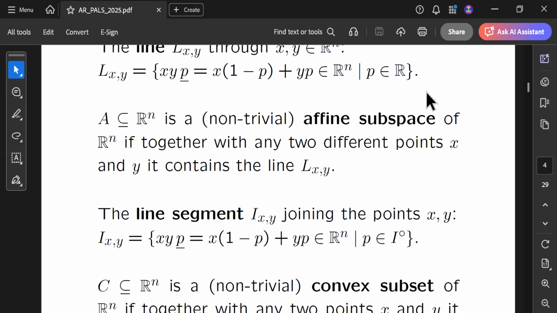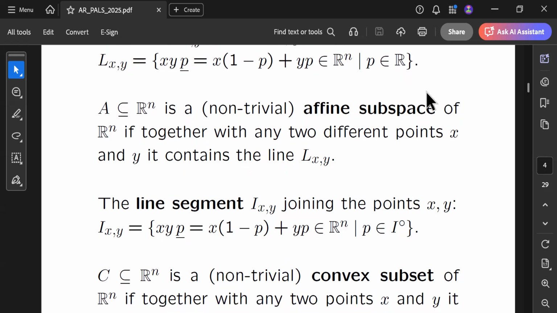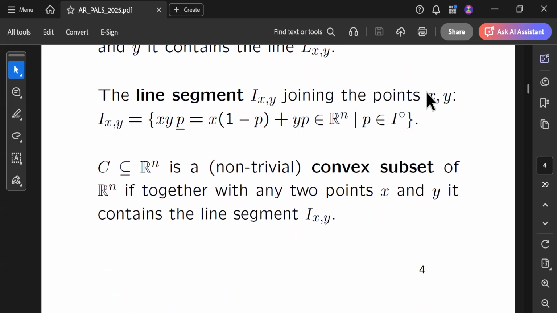Now the line segment joining the points x and y is given by the same binary affine combinations, but with p running over the elements of the open unit interval, I-O. So a subset C of R to the n is a non-trivial convex subset of R to the n if, together with any 2 points x and y, it contains the line segment joining x and y. In other words, C is closed under these binary convex combinations.